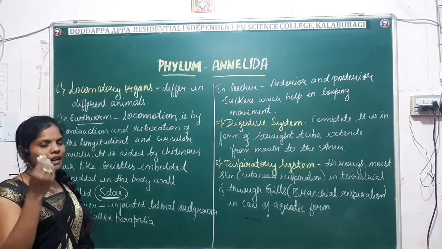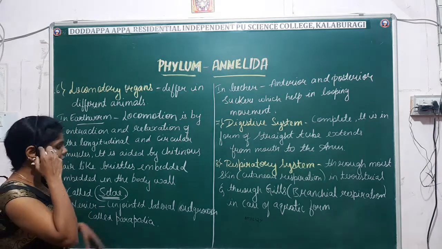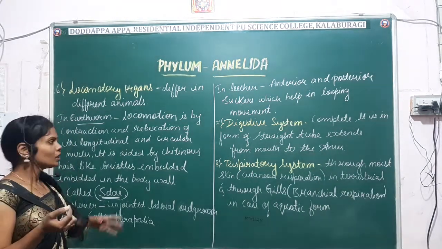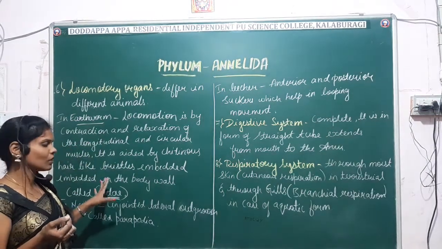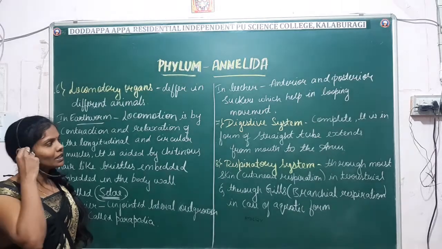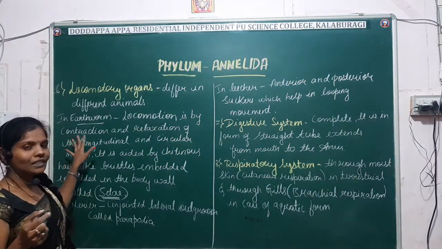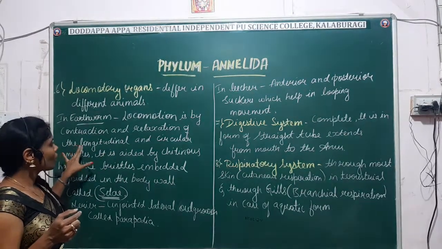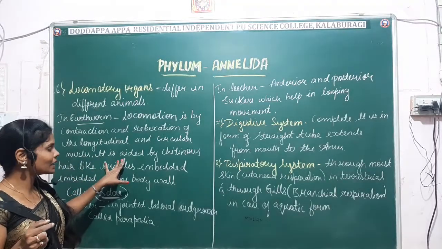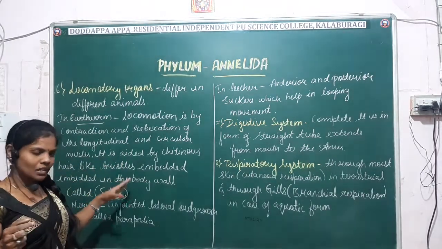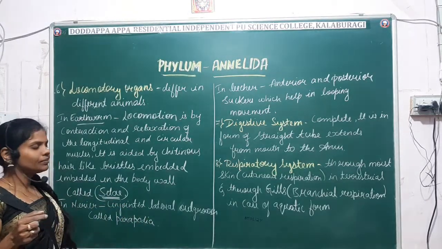This question will be asked for 1 mark. Name the locomotory organs of earthworm. So you have to say that setae are the locomotory organs of the earthworm. But apart from that, you have to remember the exact definition of the setae. So, what do you mean by setae? They are the locomotory organs which help in the contraction and the relaxation of the longitudinal and the circular muscles, aided by the chitinous hair-like bristles embedded in the body wall, which are known as the setae.